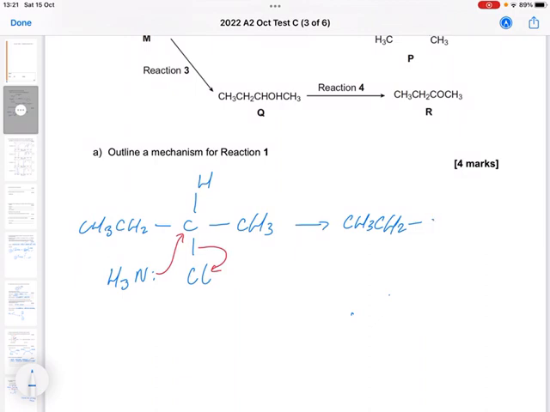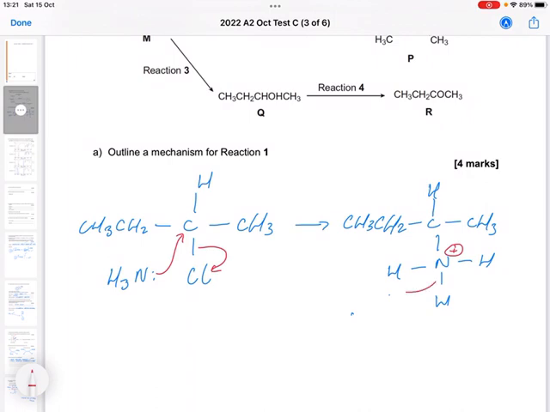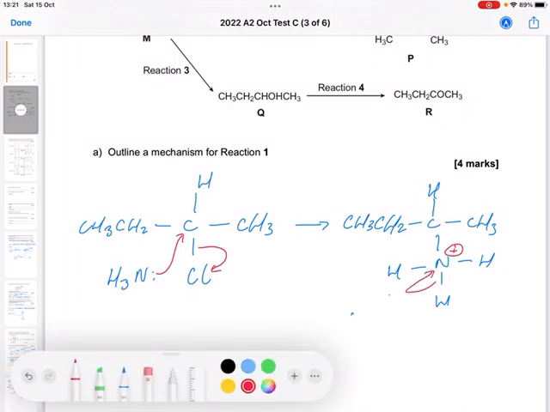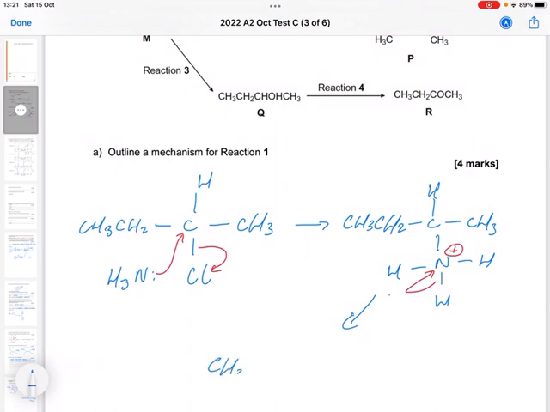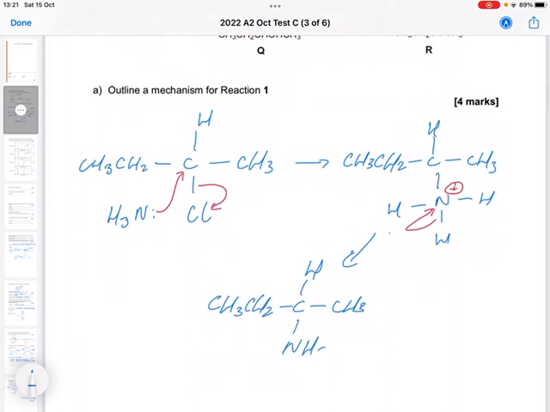CH3, CH2, C, H, CH3, N, H, H, H with a positive charge on there. And then we're going to have a curly arrow from here to here, which then gives us our final product. Okay, so 1 mark for each correctly drawn arrow, 1, 2, 3, and 1 mark for the correct intermediate.